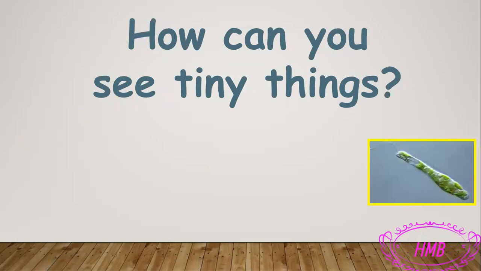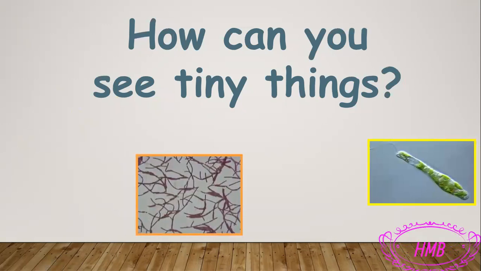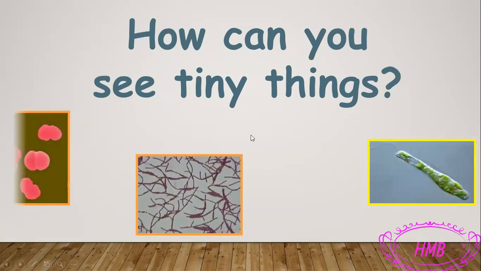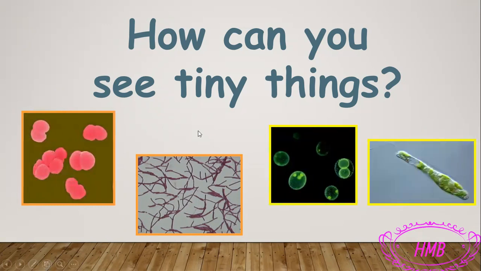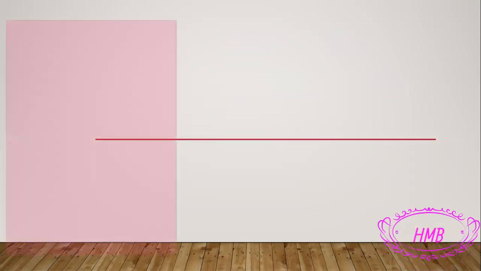Now, how can you see tiny things? All of these pictures are pictures of cells. These cells are so tiny, and they are even around us as bacteria or sometimes as small living things that live, for example, in water. While we are swimming, we cannot see them because they are so tiny. So how can we see these tiny things?